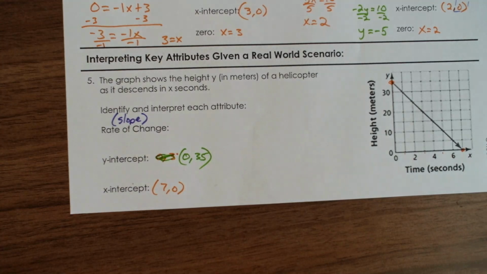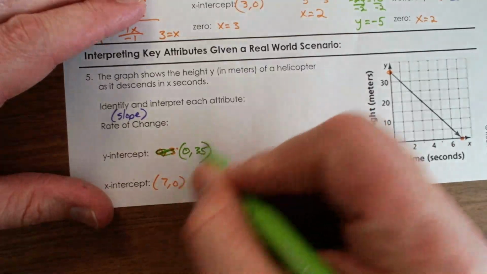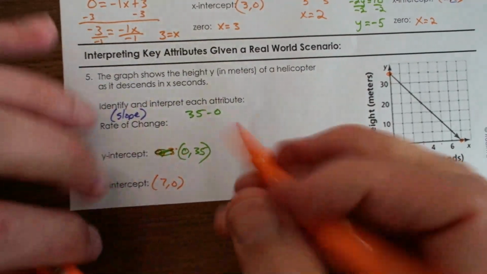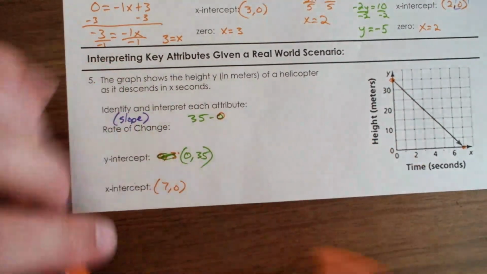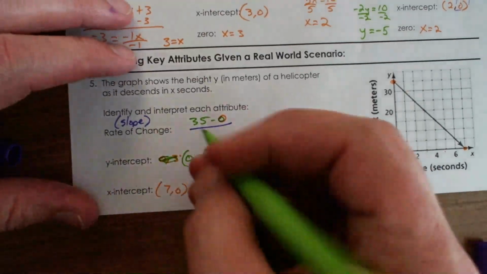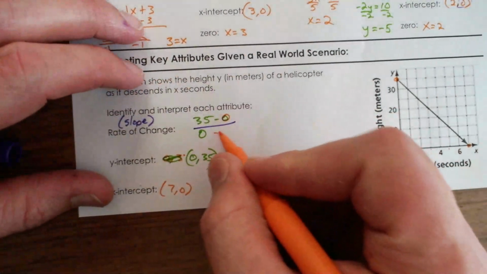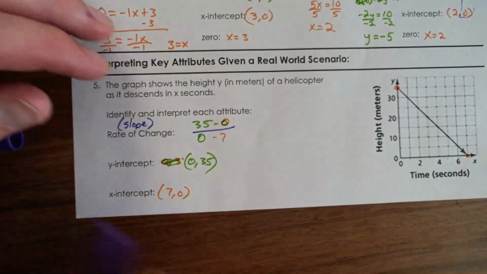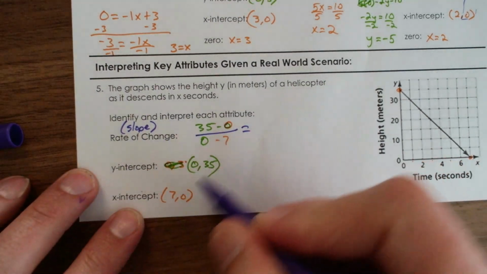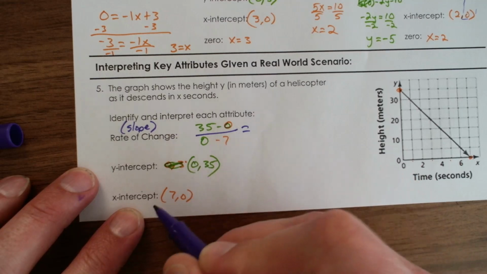So to find rate of change, I find the difference in my y's. So 35 minus 0. I'm going to write that in orange. Divided by my difference in x's. So 0 minus 7. I tried to do this in order with the colored pens to show you where these numbers are coming from. But what I'm doing is subtracting this value by this value, divided by this value subtracted by this value.